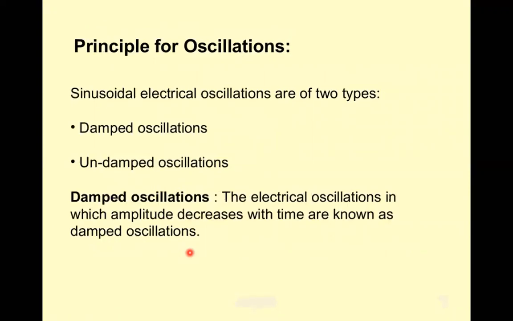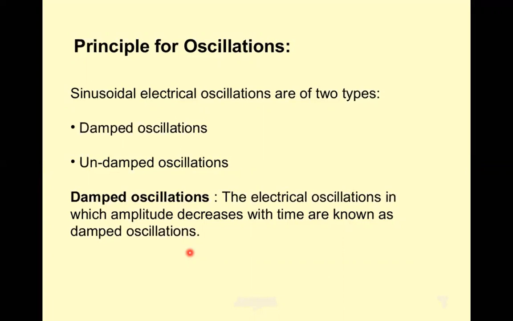Principle of oscillators. Principle for oscillations. Sinusoidal electrical oscillations are of two types: damped oscillations and undamped oscillations. So what are damped oscillations? Damped oscillations are the electrical oscillations in which the amplitude decreases with time.